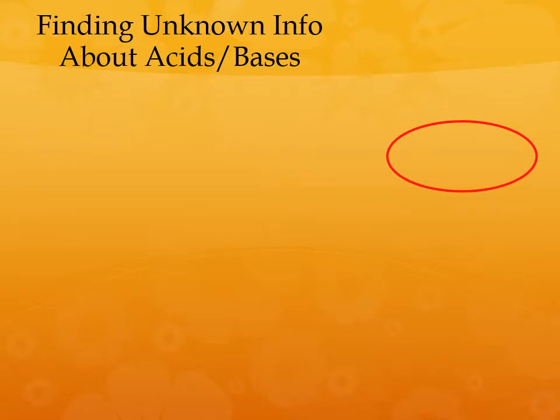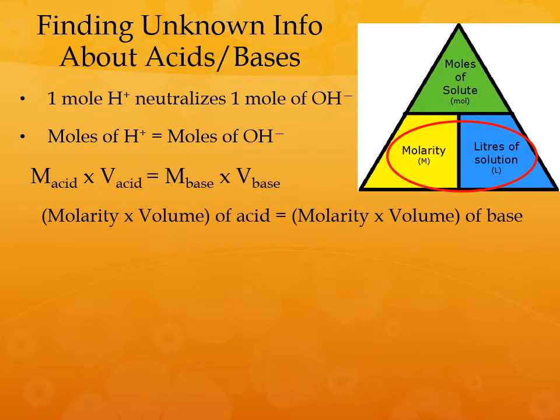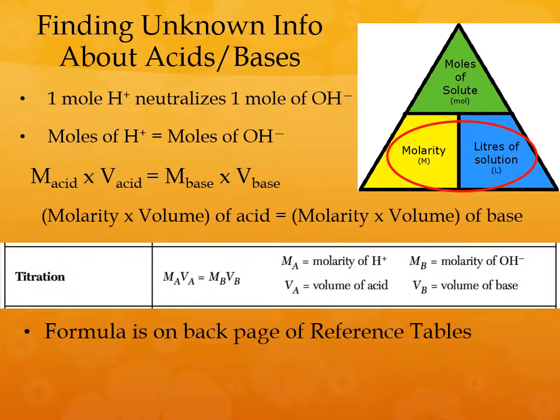Okay, so just to refresh from Tuesday's class, there's a formula we can use to figure out how much acid and base we would need to balance each other out, to cancel each other out, to neutralize each other, and that is the titration formula on a reference table. It says that the molarity or concentration of our acid times the volume of that acid is equal to the molarity or concentration of the base times the volume of that base.